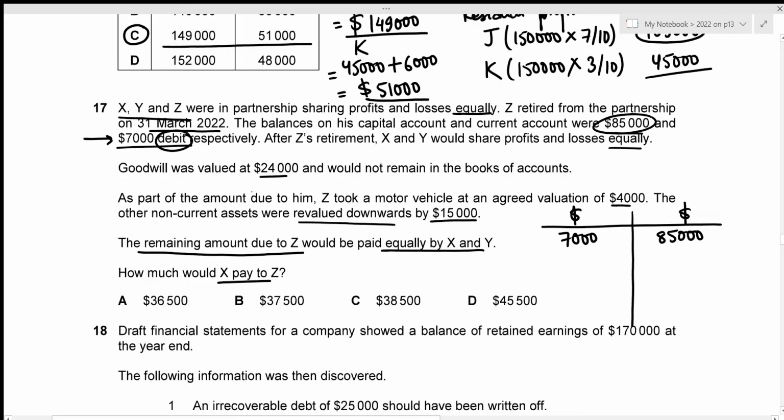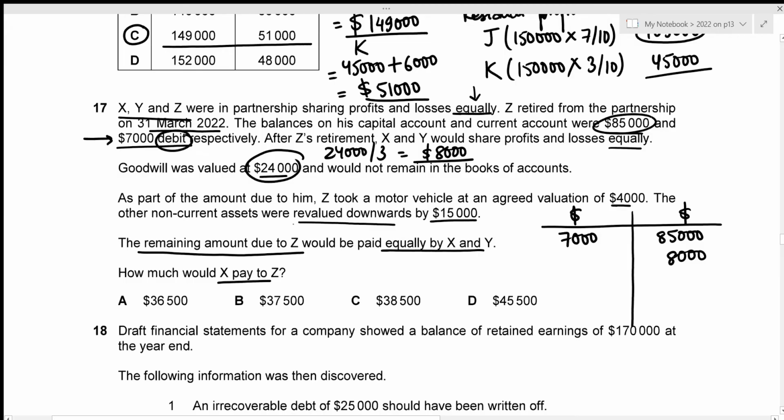All right, then the next thing we have is our goodwill valuation. And we know that the profit sharing ratio is on an equal basis. So we just need to divide this goodwill among the 3 partners equally. That will be 24,000 divided by 3, which results in the amount of 8,000. And the goodwill is to be recorded on the credit side since it increases the capital account balance for Z.